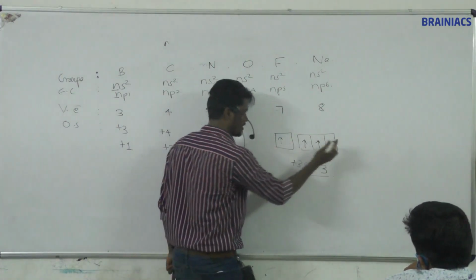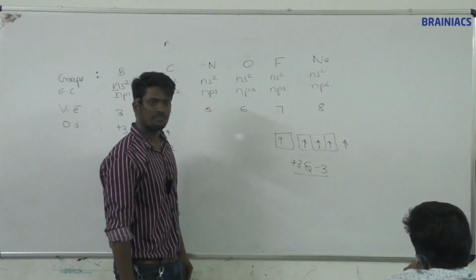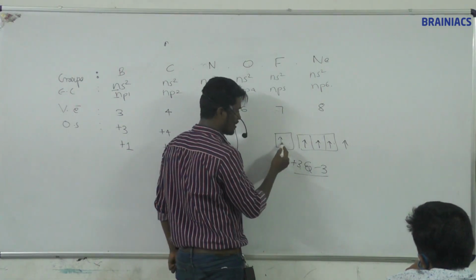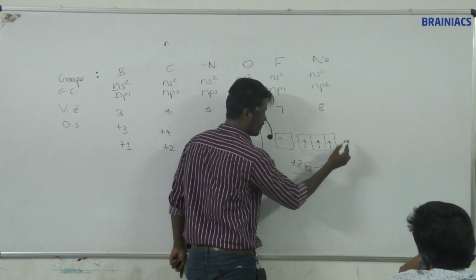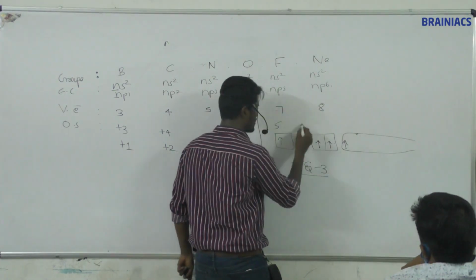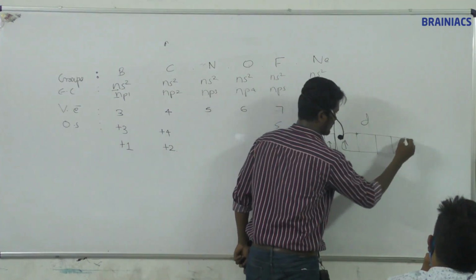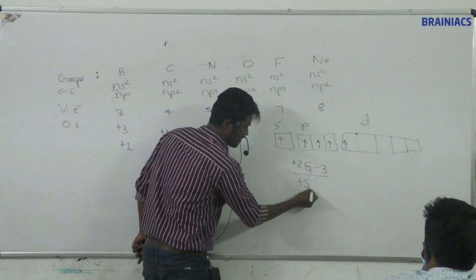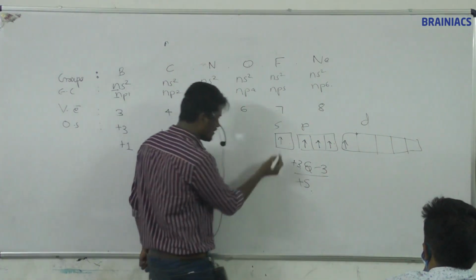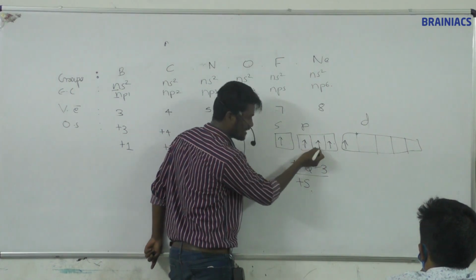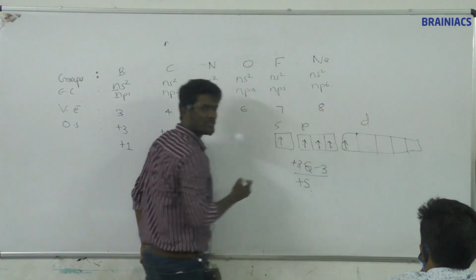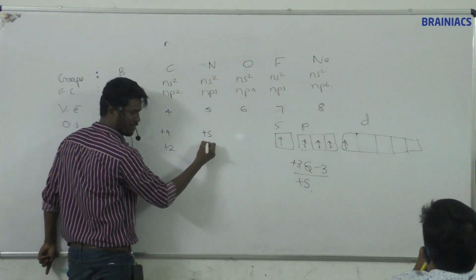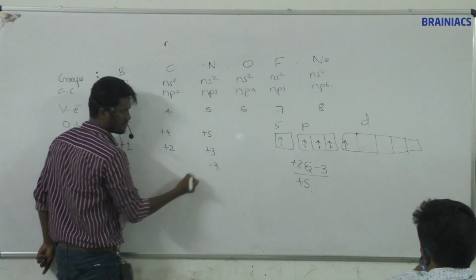In the excited state, what is the oxidation state? What is the total number of electrons? 1, 2, 3, 4, 5, in s, p, d. So the oxidation state is plus 5. So the total number of unpaired electrons is 5. The common oxidation states are plus 5, plus 3 and minus 3.